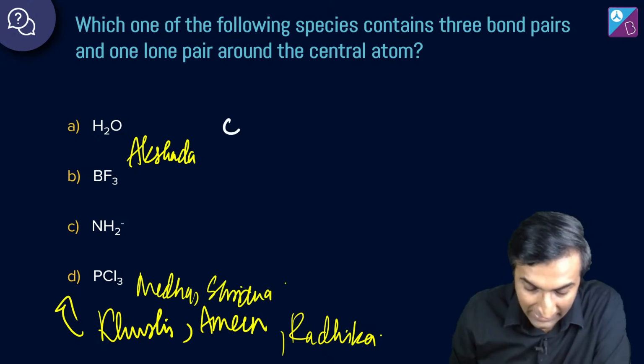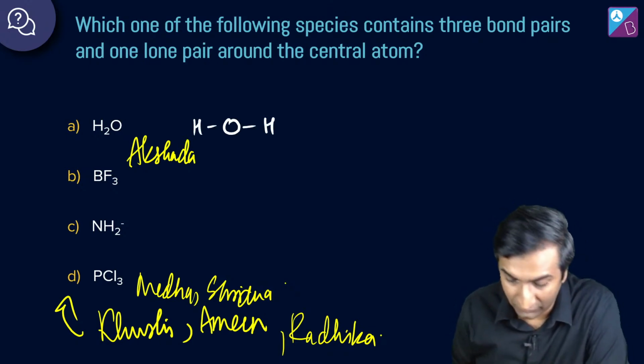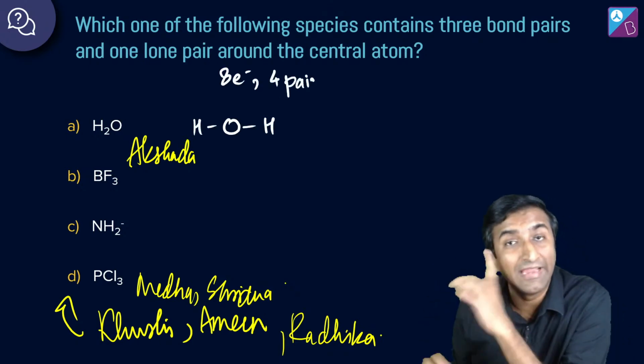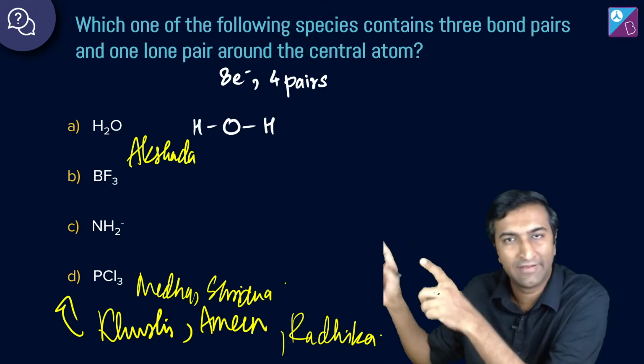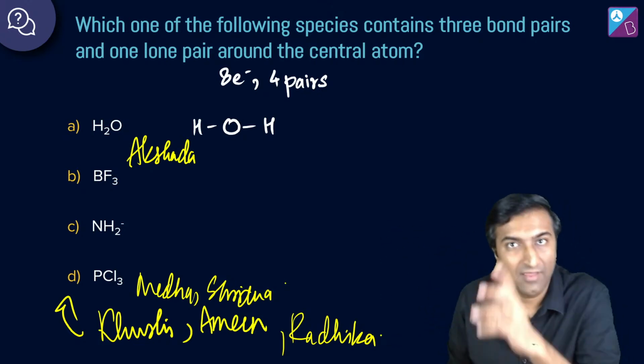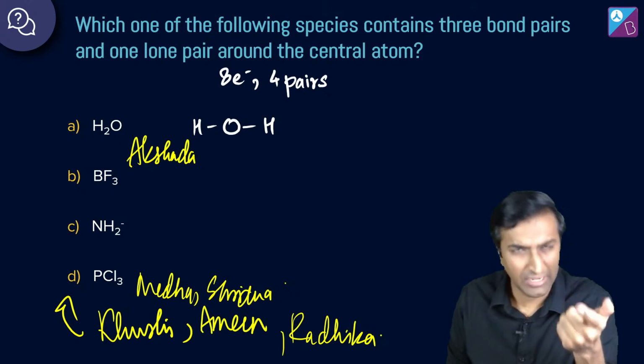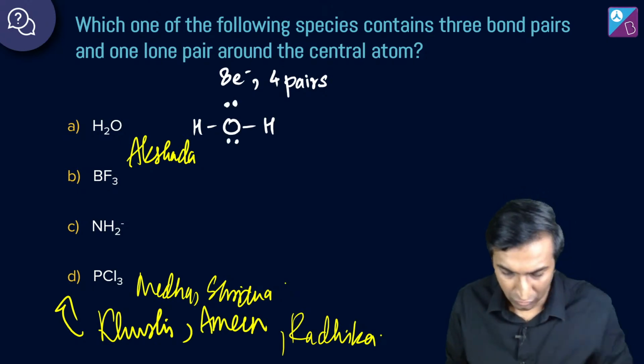ठीक है. पानी का क्या होगा? Simple कर दे. Let's start with the easiest one. 8 electrons, 4 pairs. 8 electrons कैसे? 6 plus 1 plus 1. Right? 8 electrons, 4 pairs. 2 बन गए. बचे कितने? 4. 2 और पेयर ऑप्शन डाल दो, खत्म. तो दिस नॉट द आंसर.